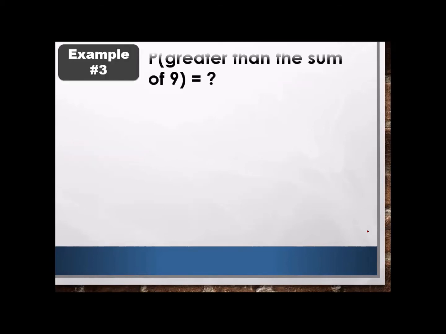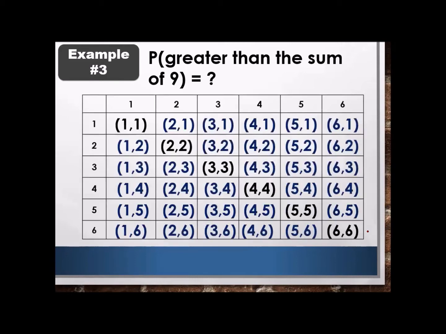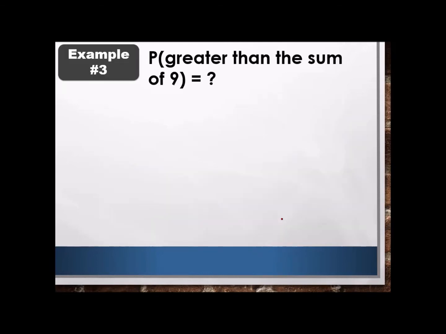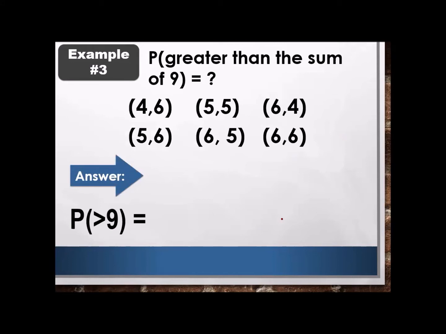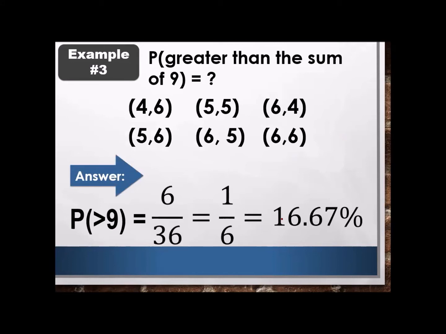Okay? Next one. What is the probability of getting a number greater than the sum of 9. Mas malaki sa 9 pagka pinag-add mo. Paki-identify nga po. Okay, maraming salamat po. We have here 4, 6, 5, 5, 6, 4, 5, 6, 6, 5, and 6, 6. Ilan lahat yan? Thank you. We have here 6 possible outcomes. So out of 36, ano ang simplest form? We have here 1 over 6, or that is equivalent with 16.67%. Okay, I hope that is clear.